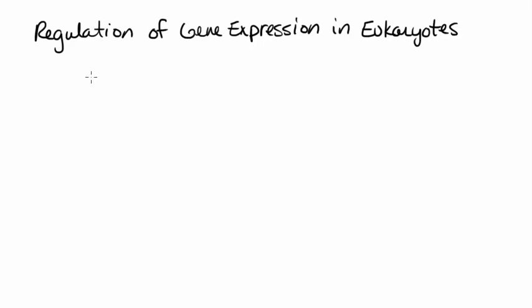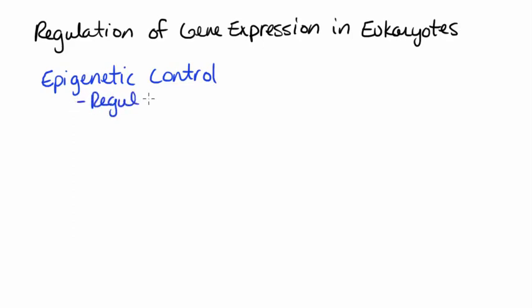So if we talk about the first level, or what we kind of think of a lot of times as the first line of defense in this regulation process, this is going to be epigenetic control. And epigenetic control itself is really going to regulate access to the DNA. And so what we're talking about here is that if particular machinery inside the cell cannot actually get to the DNA, then certainly we're not going to be able to transcribe certain genes.